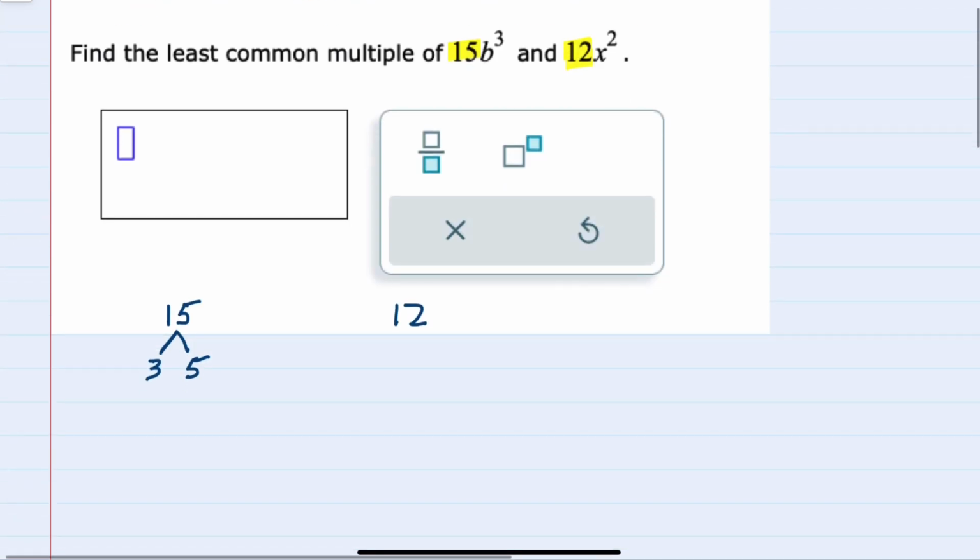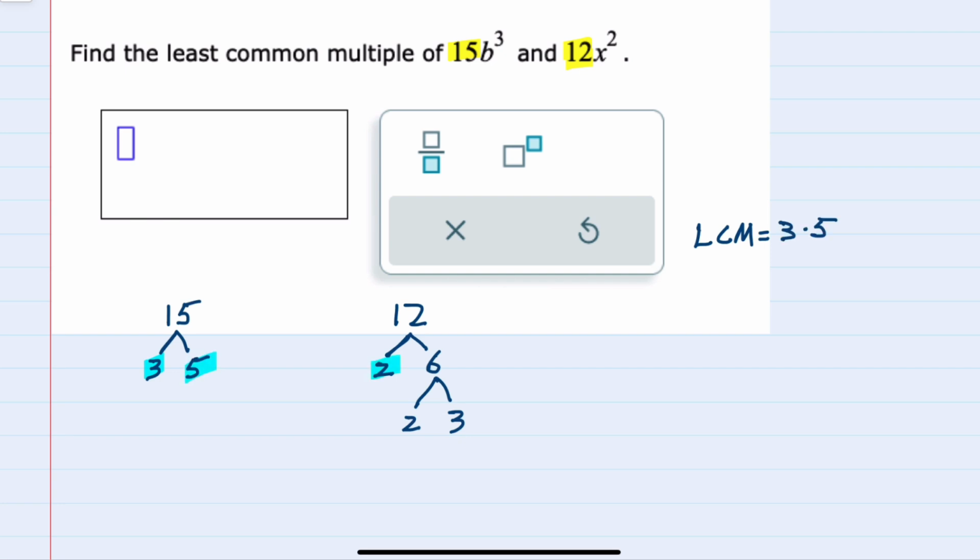For 12, we could break that into 2 times 6, but then 6 is not prime, so I could continue to break that down into 2 times 3. So our least common multiple must have at least a 3 and a 5, but it also must have at least 2 2s and a 3. Well, we already have that 3. The missing elements here are those 2 2s, so I'll include those.